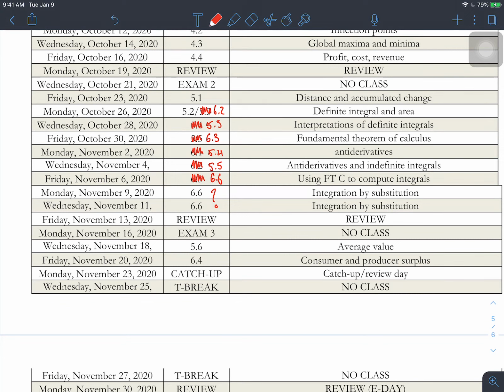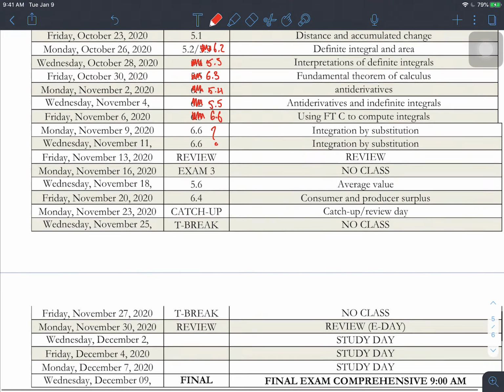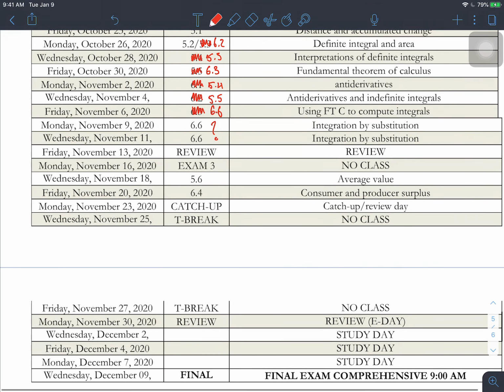And then let's see. On Friday, November 13th, that's like 2 weeks from today, we will have a review, and then the following Monday will be your last exam before the final. And then we will come back. Well, we won't come back, but oh yeah, we will come back that week.